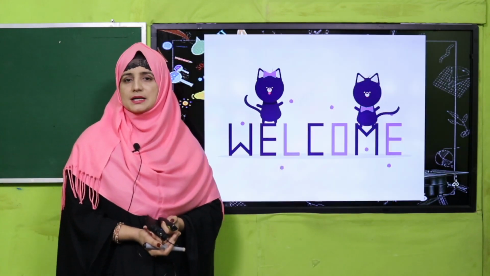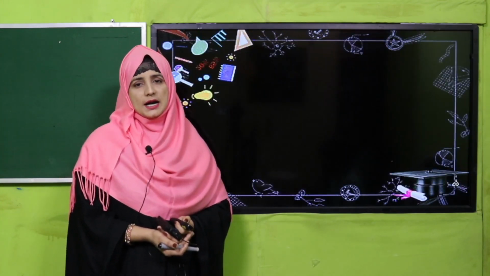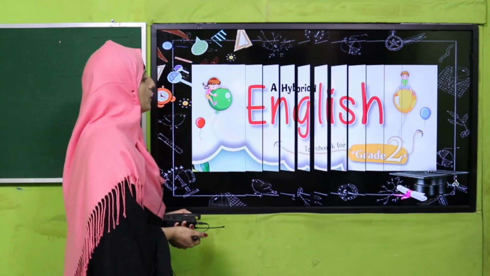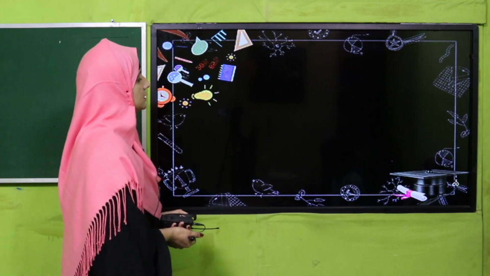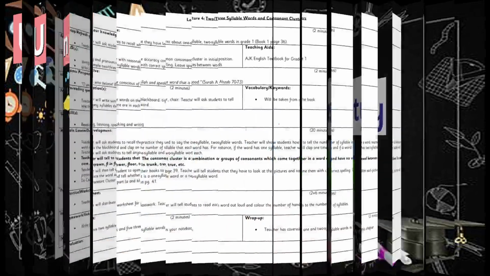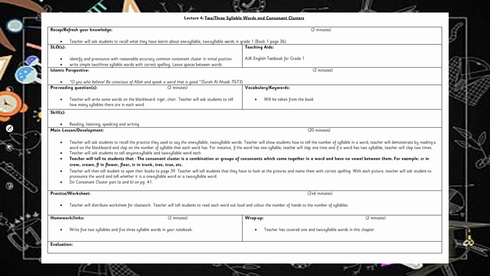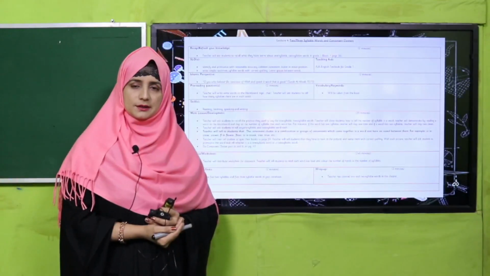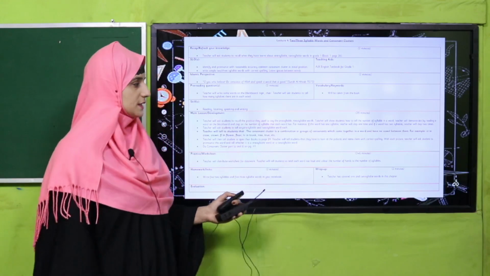I welcome you in my class, English for grade 2, and we are learning unit number 5, and its title is Hashir's Nasty. So yes, my dear fellow teachers, this lesson plan, PowerPoint presentation and worksheet links are given below. You may click it, download it, or you can amend it for your ease. I am going to deliver my lecture according to this lesson plan.